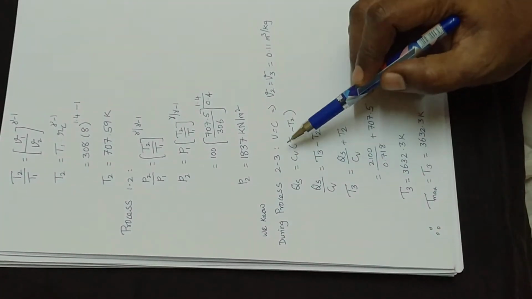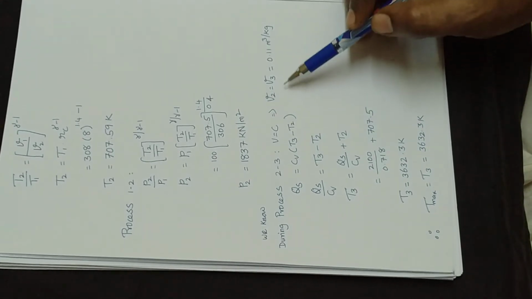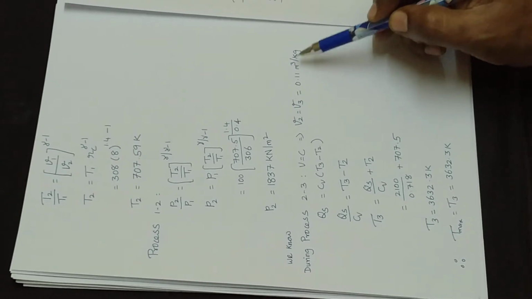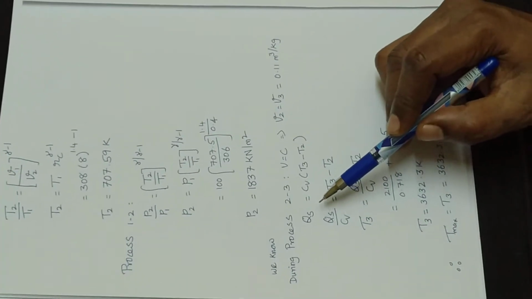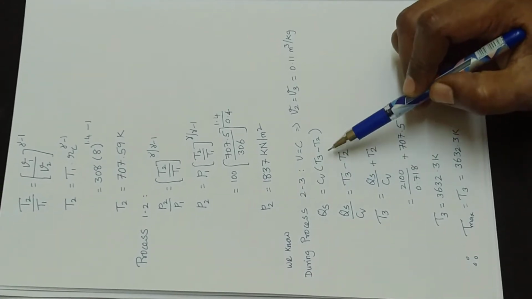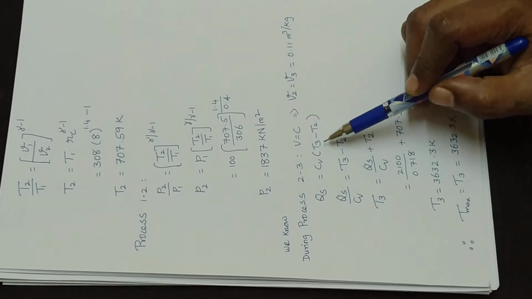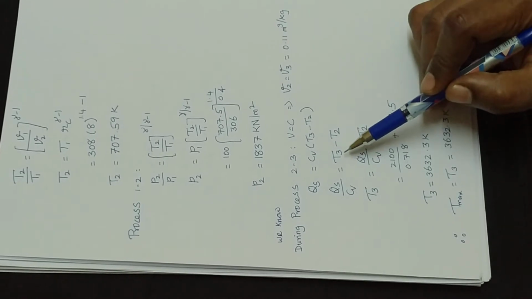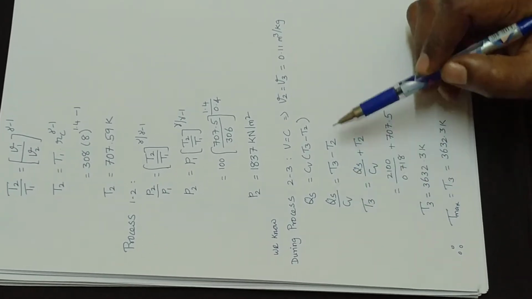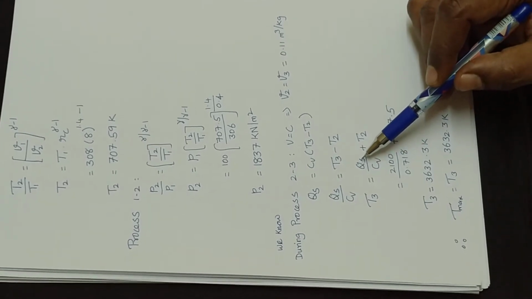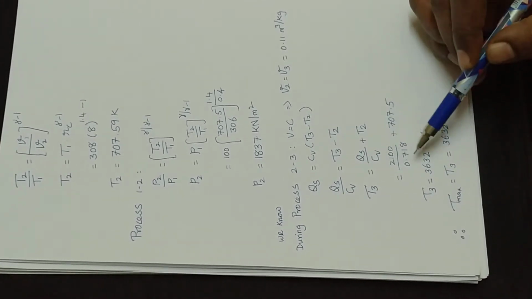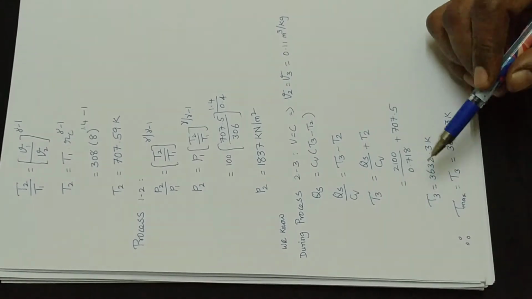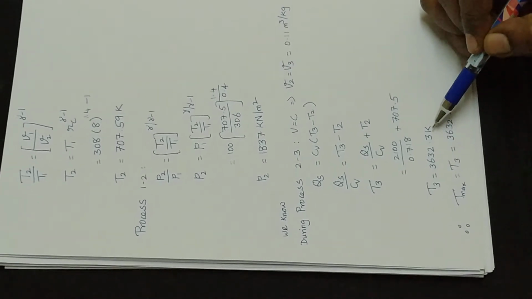We know during the process 2 to 3, volume is constant. So V2 is equal to V3. Already we found V2, so the V3 value is also the same as 0.11 meter cube per kilogram. The heat supplied is given in the problem, which is found by using the formula Cv into T3 minus T2. So we want to find T3 using this expression. Therefore Qs by Cv is equal to T3 minus T2, and finally T3 is equal to Qs by Cv plus T2. By substituting the values, Qs as 2100, Cv as 0.718 and T2 as 707.5, we get T3 is equal to 3632.3 Kelvin.